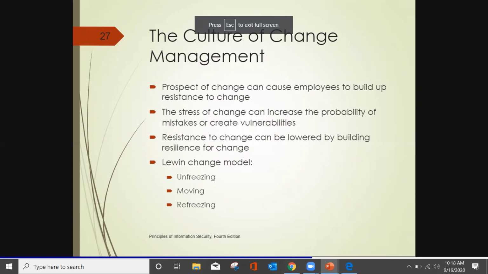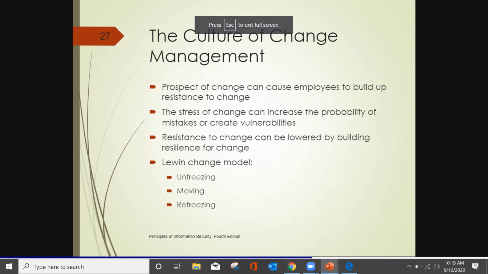So how do you implement such a change? The prospect of change usually builds up resistance. Whenever I ask you to do something new, people usually say, oh, why should I do this? So there is always resistance. The stress of change can change the probability of error, because people are prone to make more mistakes and are not paying attention.